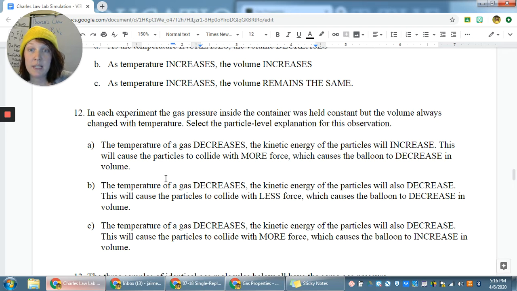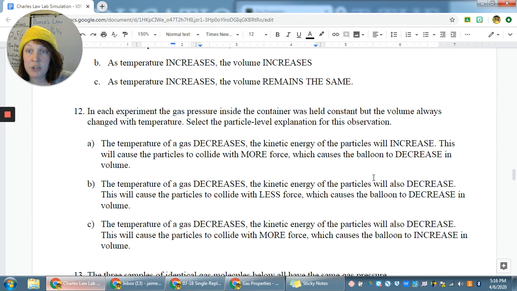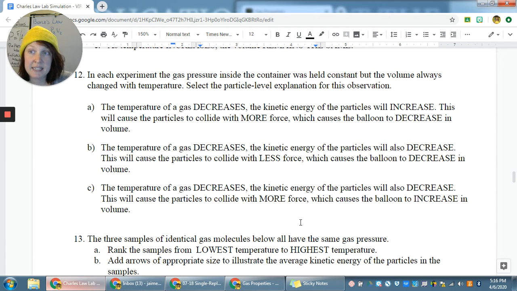Number 12, in each experiment, the gas pressure inside the container was held constant, but the volume always changed with temperature. Select the particle level explanation for this observation. A, the temperature of a gas decreases. The kinetic energy of the particles will increase. This will cause the particles to collide with more force, which causes the balloon to decrease in volume.